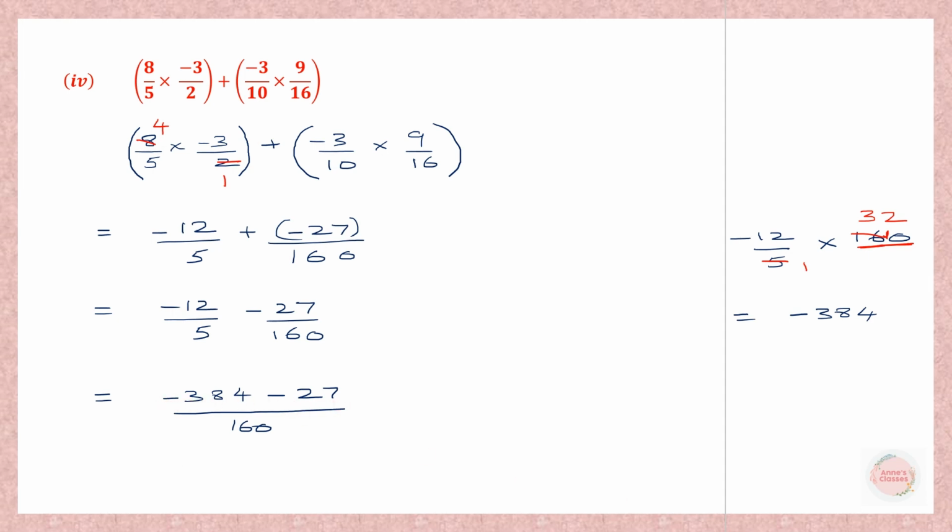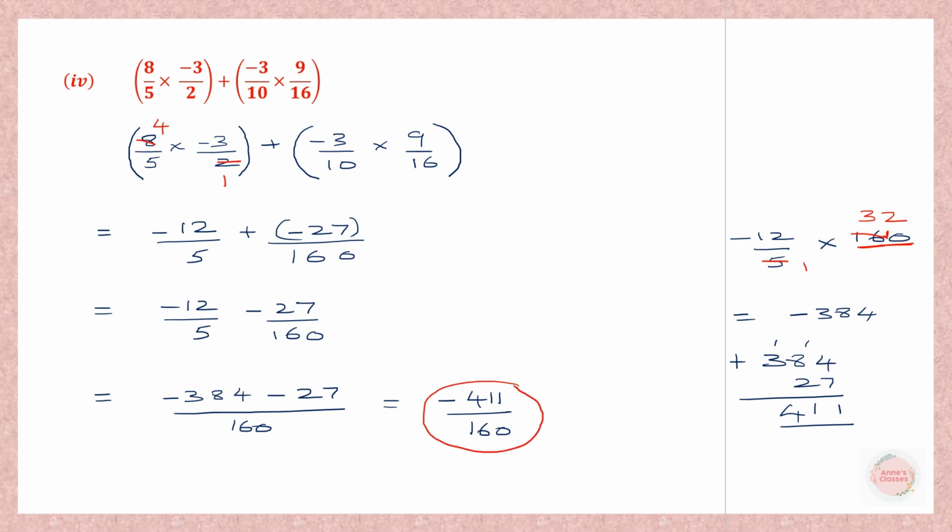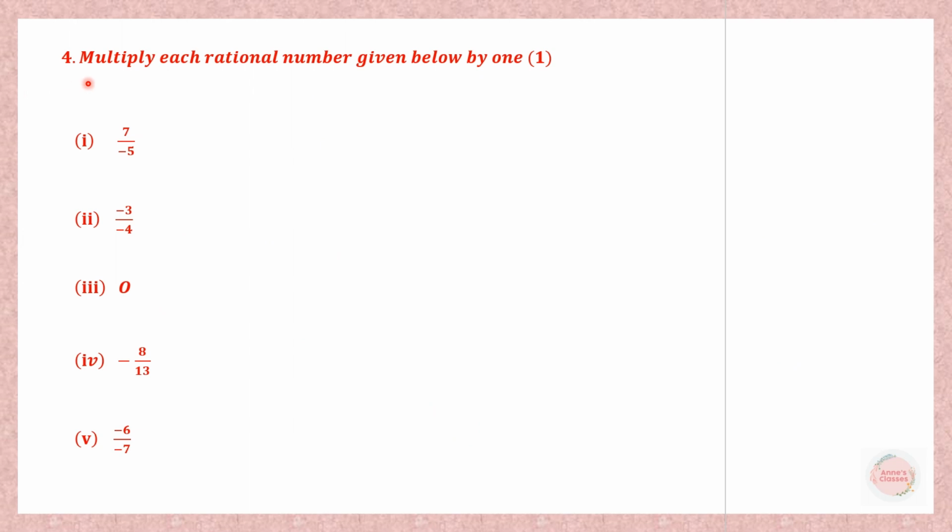When signs are the same, what do we do? We put the same sign and we add. So minus 384 and 27, we are going to add up these two. 4 plus 7 is 11, carry 1. 8 plus 2 is 10, plus 1 is 11, carry 1, 4. So what do we have here? Minus 411, and in the denominator we have 160. So this is our answer, minus 411 by 160. Question 4. Multiply each rational number given below by 1.